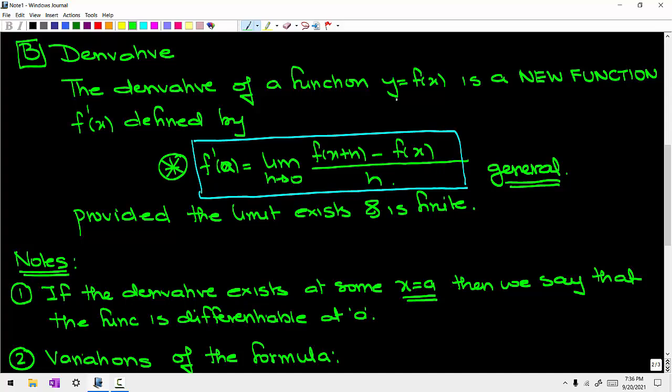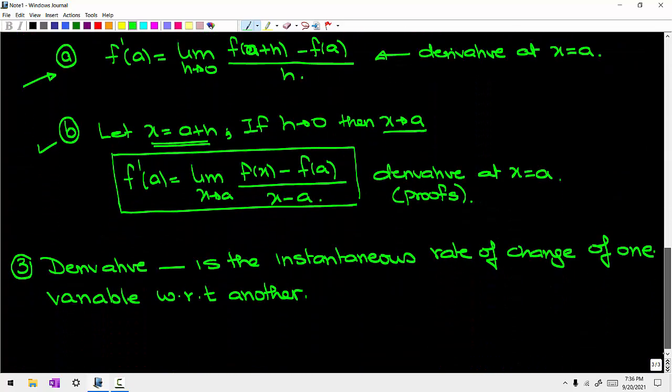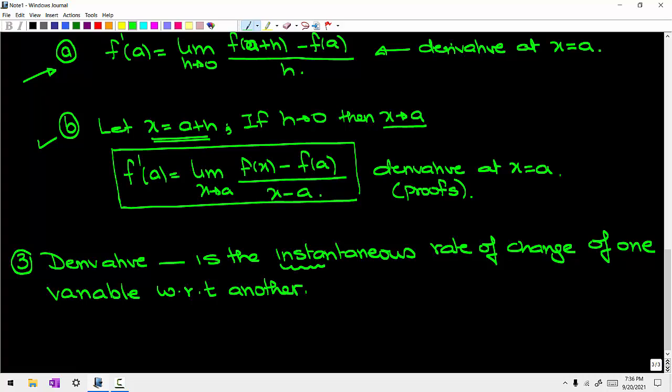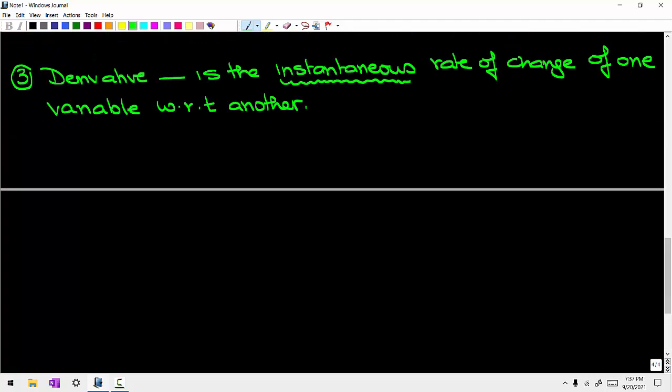So you can see out here, y is just f of x. So this is all y. You can think of it as y. So the derivative is just the rate of change of one variable, which in this case is y, with respect to x. But it is the instantaneous rate of change. That's what makes it special. In this class, we will always think of the derivative as the slope of the tangent line.